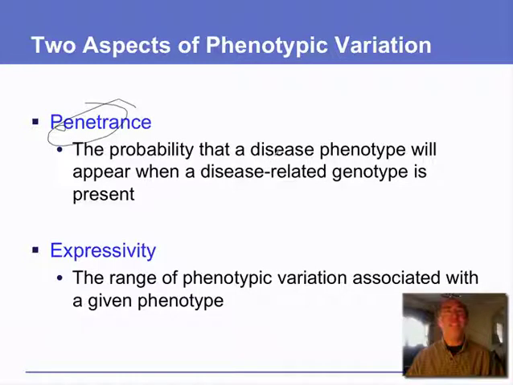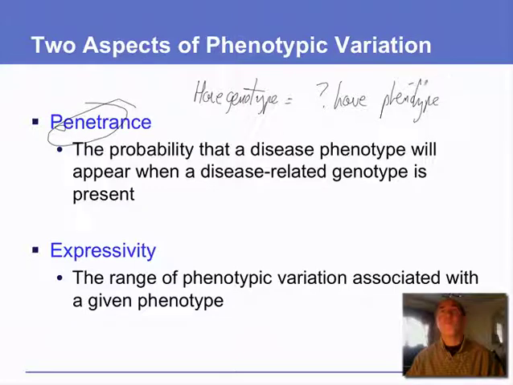And penetrance can be described as the probability that a disease phenotype, or any trait, will appear when that genotype is present. In other words, you have the genotype, you have the gene. Does that mean that you have the phenotype? If you always have the phenotype when you always have the gene, the penetrance is 1. If you have the genotype but only get the phenotype, say 60% of the time, then the penetrance is 0.6. And let's say if you have the gene and you only have the phenotype, say a quarter of the time, or 1 in 4 times, then the penetrance would be 0.25. And so a penetrance figure is the probability that you will have the phenotype if you have the genotype.